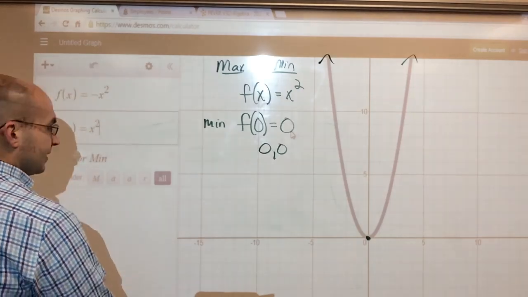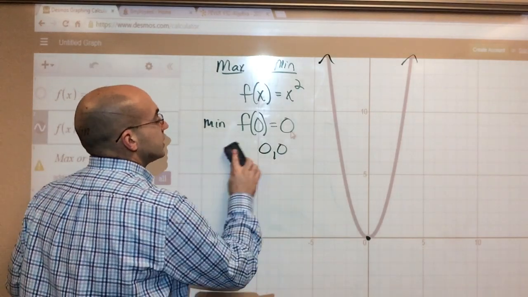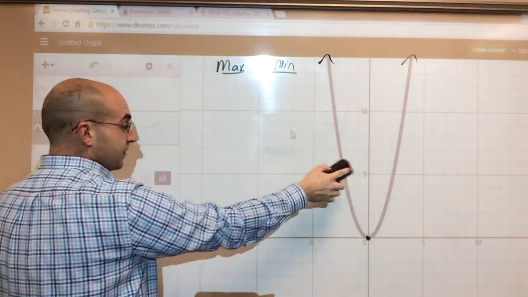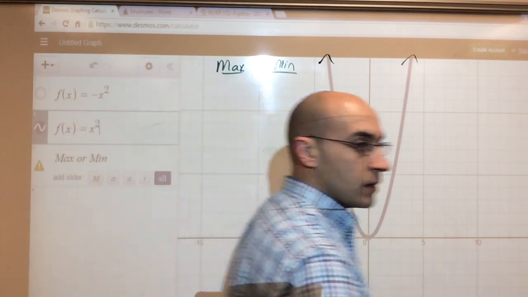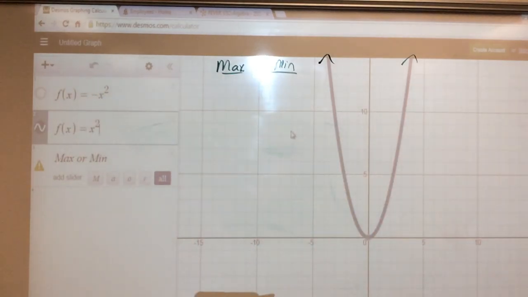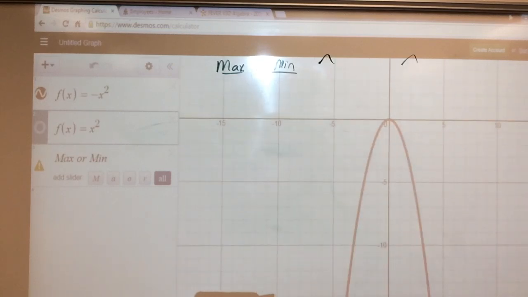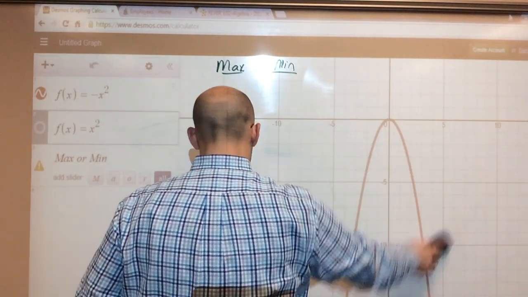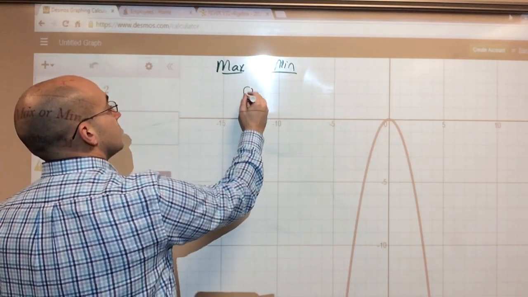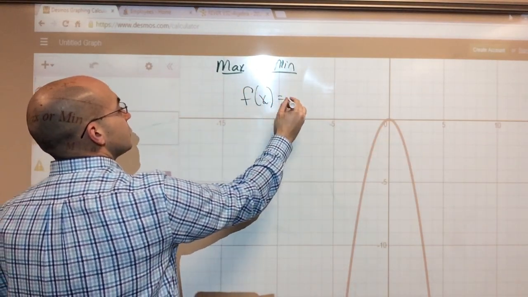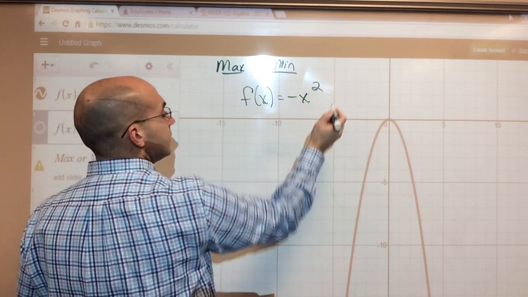So let's go ahead. This is kind of an easy concept. Let's do one more function, and I'm just going to flip this function. Okay, so hold on a second while I make that work for us. Still here. Still here. Okay. This is the function f of x equals negative x squared. All right? So f of x equals negative x squared.